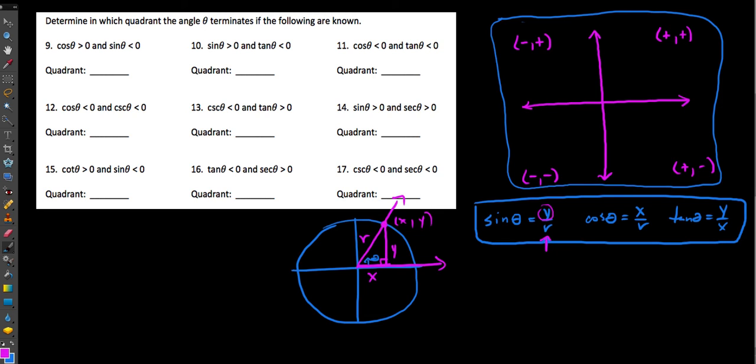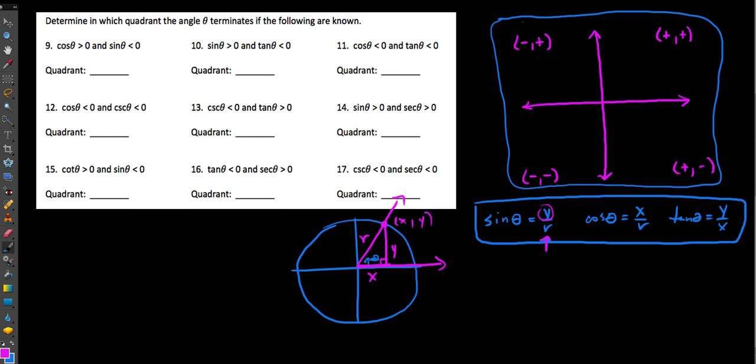How about tangent? Tangent is y divided by x, and given that y and x can both be positive or negative, the only way tangent is ever positive is if y over x is a positive divided by a positive, so tangent is positive up in the first quadrant, but also a negative divided by a negative, so it could be in the third quadrant.